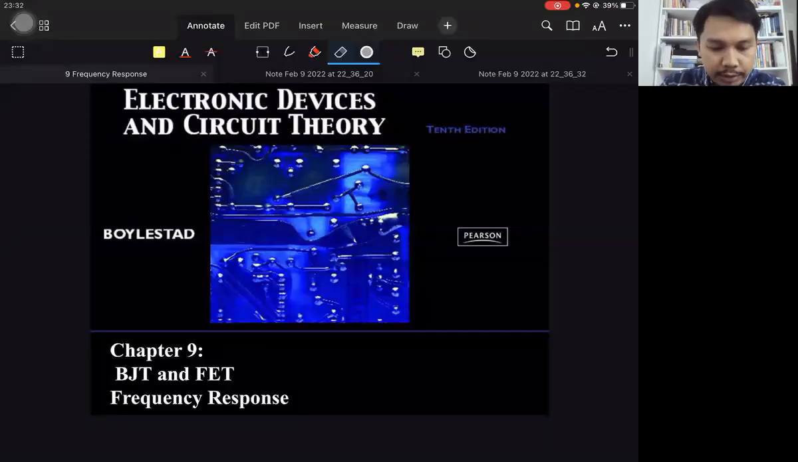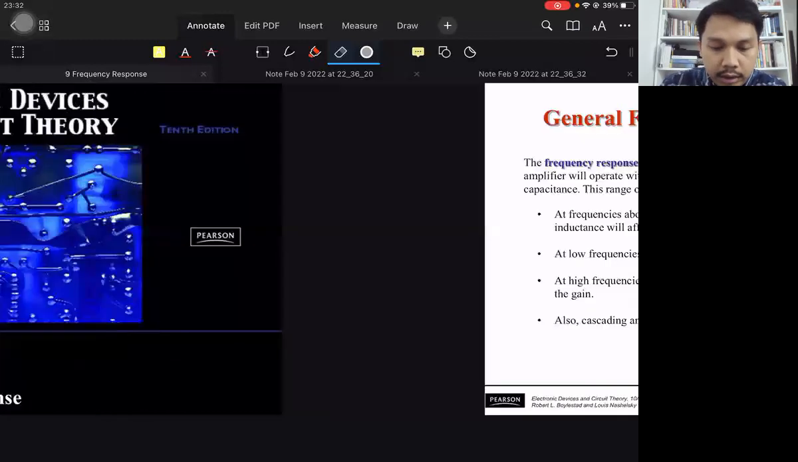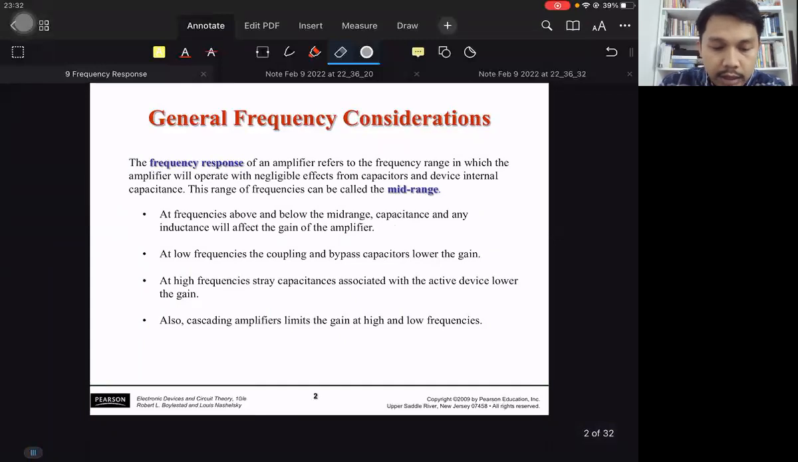Hello, and for today's presentation, we're going to continue our discussion on amplifier frequency response. So a quick recap, the frequency response of an amplifier refers to the frequency range in which the amplifier will operate with negligible effects from capacitors and internal capacitances. So what these capacitances do is lower the gain for signal frequencies that pass through. Okay.